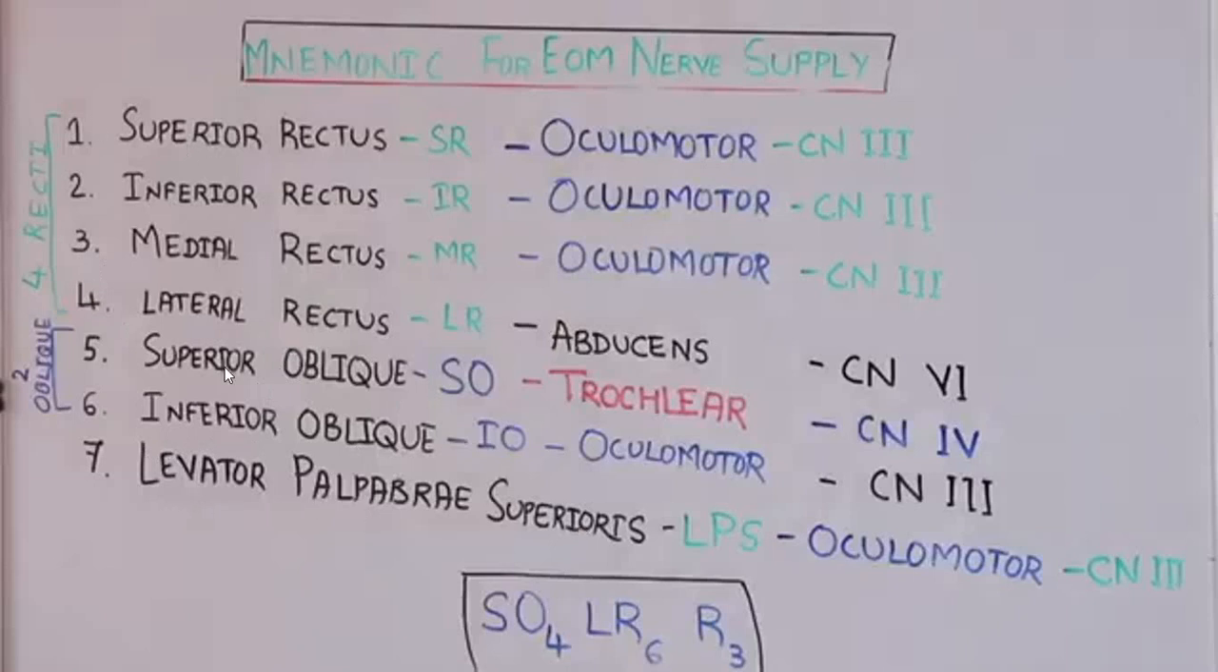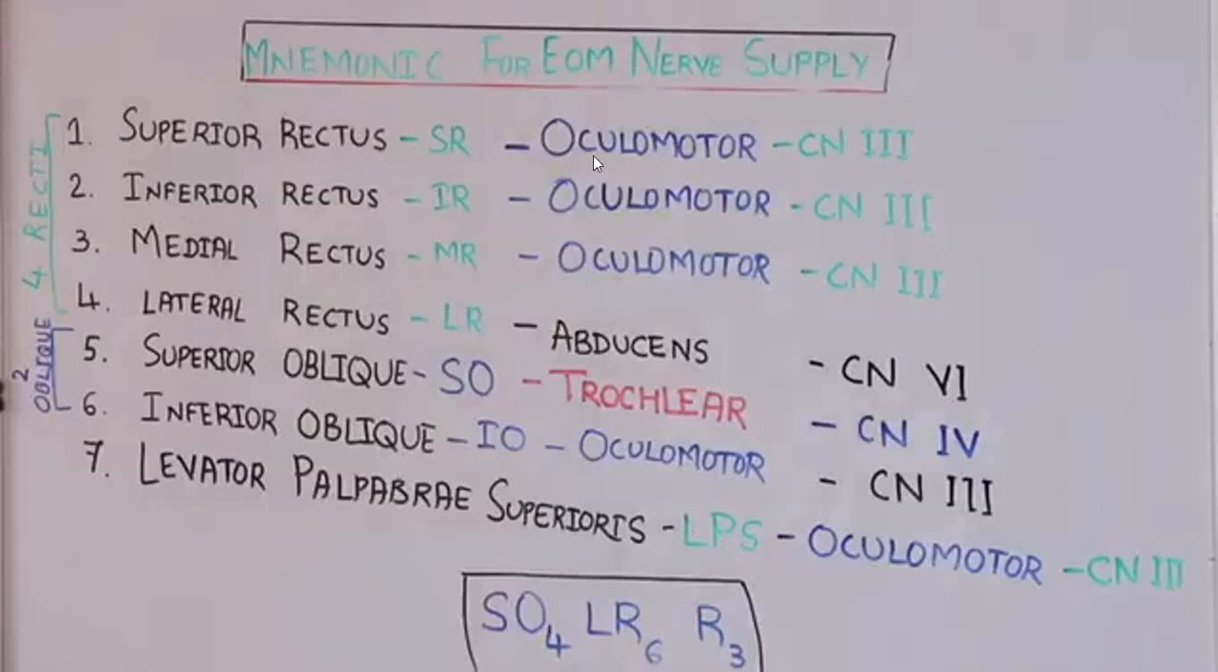So you can remember these muscle names by a simple short mnemonic: superior rectus for SR, inferior rectus for IR, medial rectus for MR, lateral rectus for LR, superior oblique for SO, inferior oblique for IO, and levator palpebrae superioris for LPS. Simply remember the capital letters for each muscle. You can see that the eye has 4 recti muscles and 2 oblique muscles. You can also remember these.